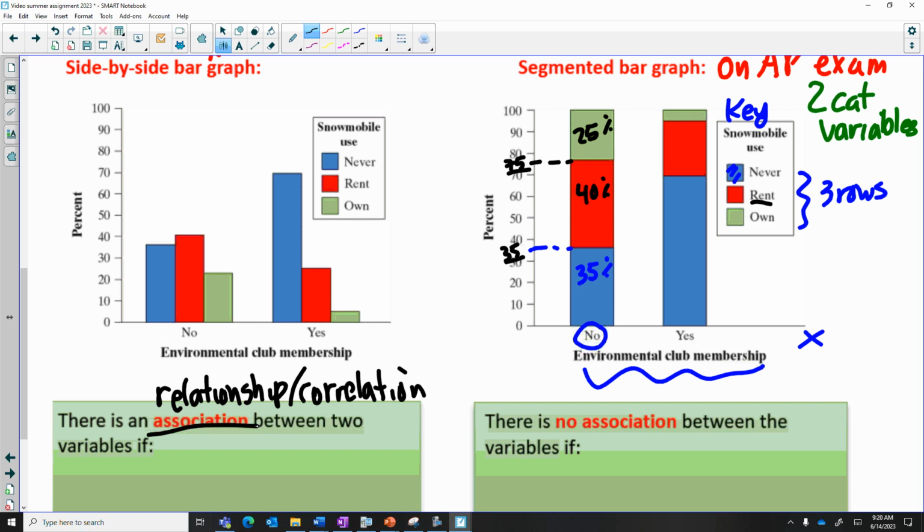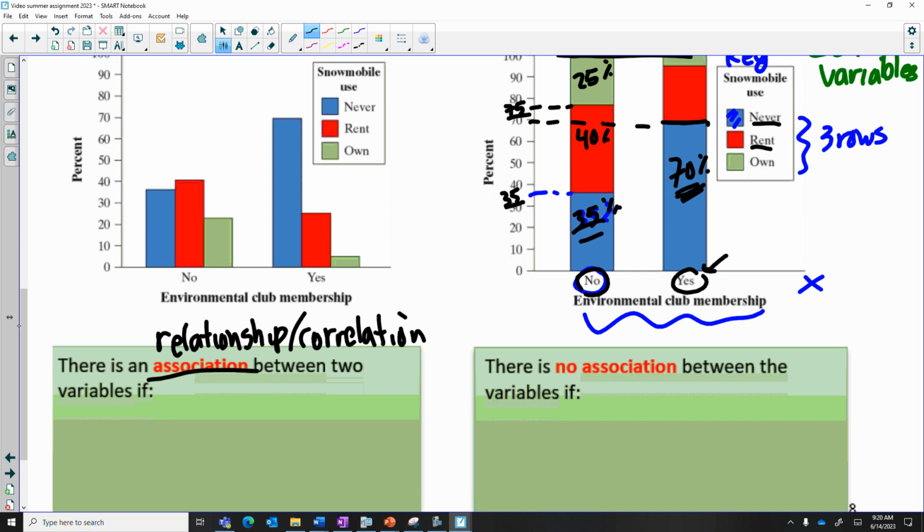So if you are a member of the environmental club, do you guys see that this blue region here is about 70%, is greater than the blue region in the nos? So basically, if I know someone is a member of the environmental club, it is more likely that they're never going to use a snowmobile than those who don't. This indicates that there is an association between the two variables because there is a different percent breakdown across bars. So if you see that the segments look different as you look across the bars and the segment breakdown is different, this indicates that there is some kind of relationship between the variables.